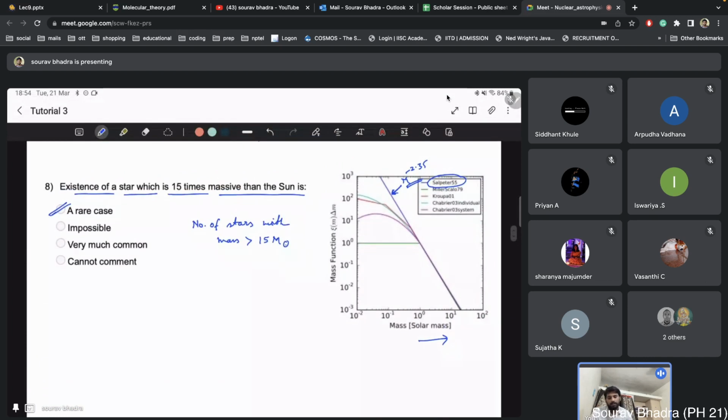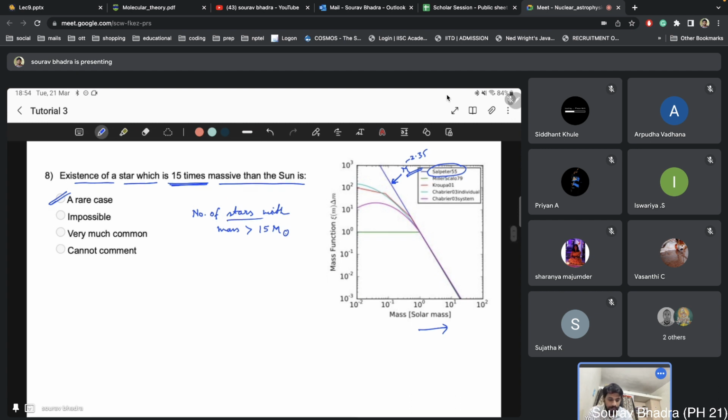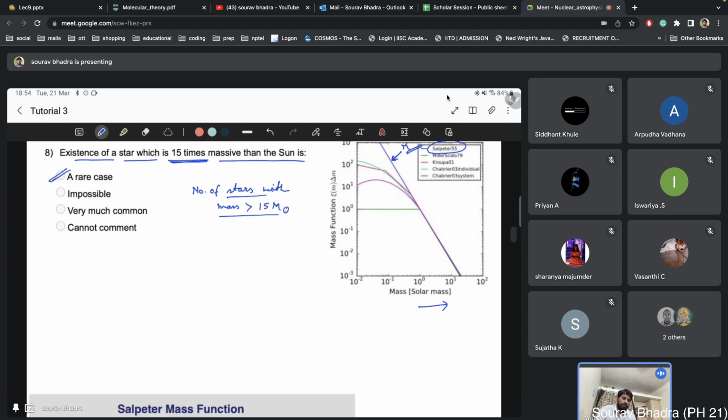That is the main reason why stars 15 times more massive than the sun are rare, and lower mass stars are very common. Okay.